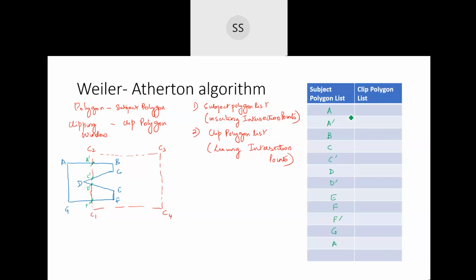I'm starting from C1. Then the next intersection point that I've got is F dash. Then I've got D dash. Just look into the figure also correspondingly. You have D dash, you've got C dash, you've got A dash, you've got C2, C3, C4, and I'm closing my polygon by saying C1.